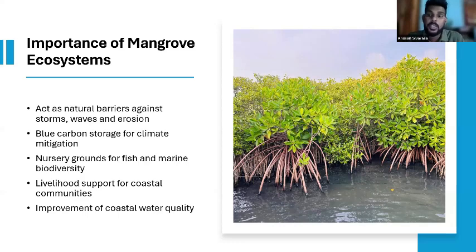This ecosystem can also serve to improve coastal water quality. Land areas bring polluted water to the sea, and this ecosystem sits between the land and the sea. So before the water enters the marine environment, this ecosystem purifies it and lets it flow into the sea.